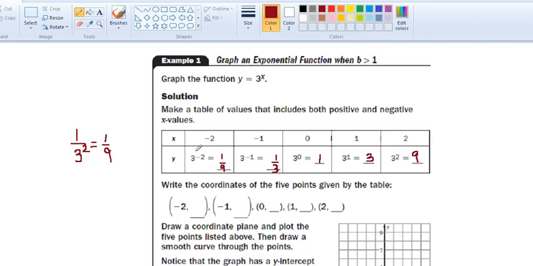So what we're going to do now is say, well, when x was -2, that made y become 1/9, positive 1/9. When x was -1, then y was 1/3. When x was 0, y became 1. When x was 1, y became 3. And when x was 2, y became 9.